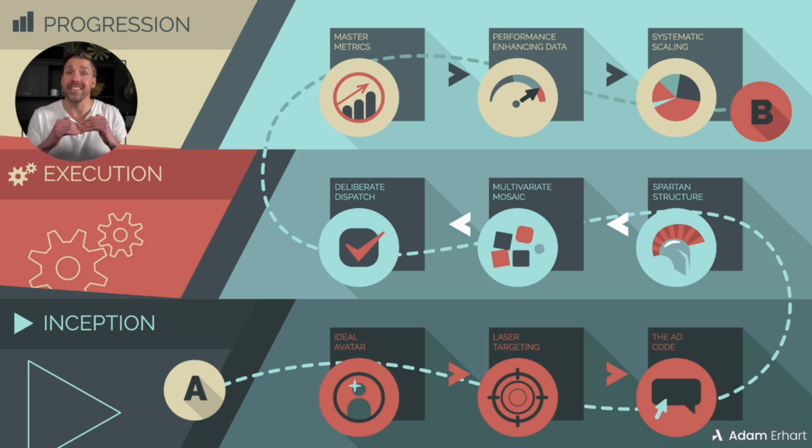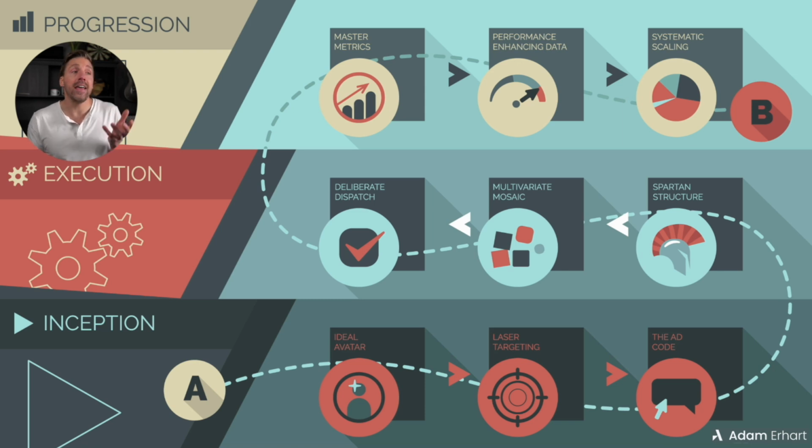We're then going to move up to the second stage, three elements here in the execution, where we're going to talk about the Spartan structure, the multivariate mosaic, fancy marketing talk for essentially split testing and how to do that appropriately. Moving on to deliberate dispatch and how you actually want to launch your ads to give them the highest chance of success.